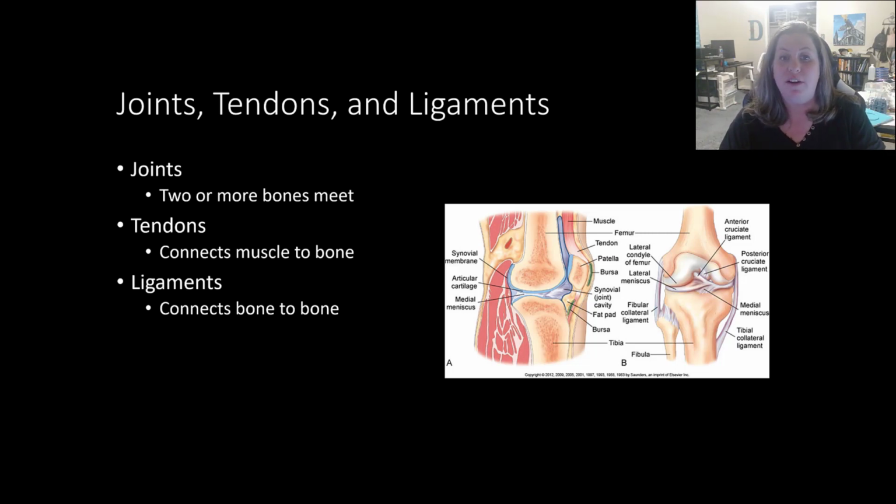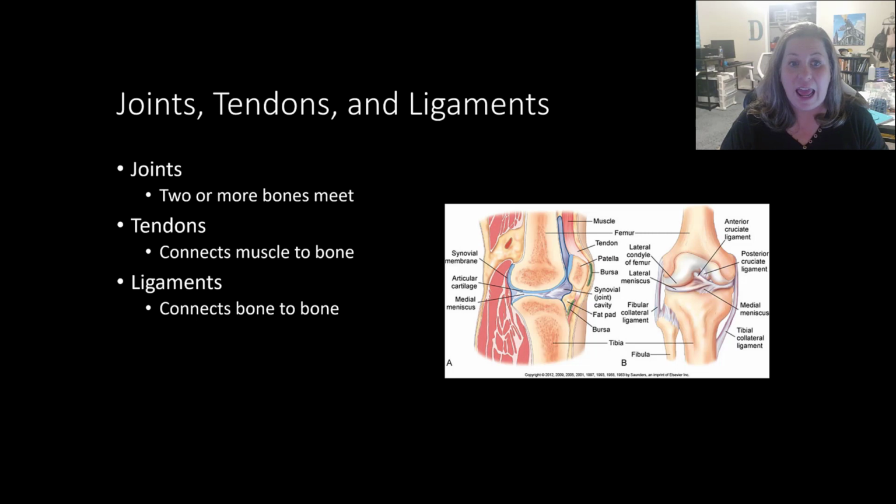So if you're looking at the structure here in the knee, you can see that there are ligaments in the B picture where they're holding the bone together. We call that the anterior cruciate ligament. You also have the posterior cruciate ligament. You have the collateral ligament. They're holding those bones together.